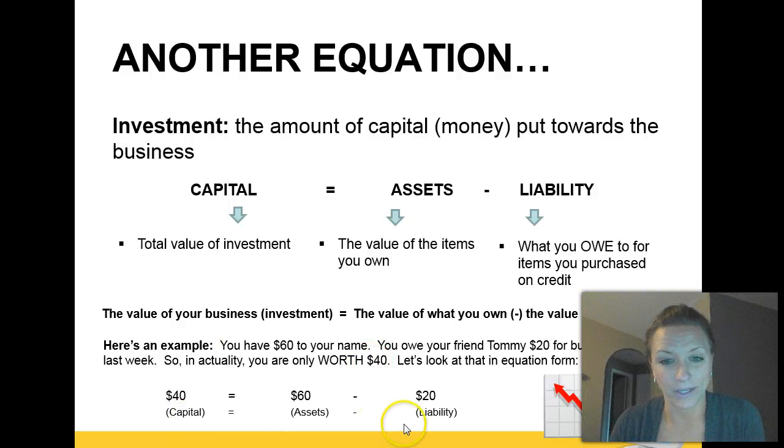And this is how it would look in an equation. So we have $60, but we still owe Tommy $20. So technically, we're only worth $40. If that doesn't make sense, come to Class Connect and ask me questions. But that's just a really simplified version of, again, a quick look at our total value of investment.